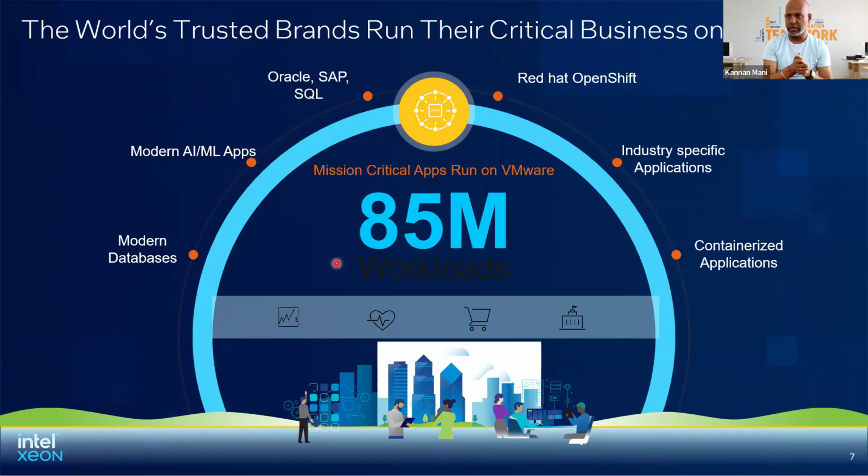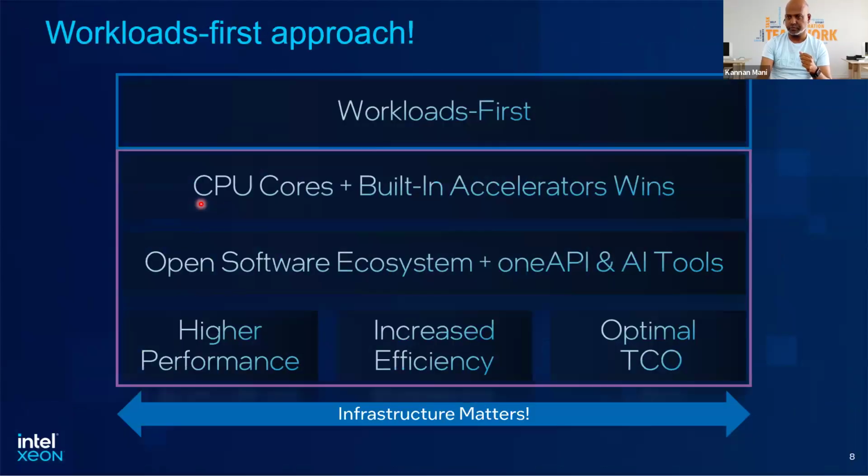So like you see, modern databases, classic ML ops or modern ML ops, ML apps, Oracle, SQL, SAP HANA kind of databases. Red Hat OpenShift, the container platform: the majority of OpenShift customers put their platform on top of VMware, the VCF platform, right? And then industry-specific applications and container applications. There are about 85 million workloads that run on VMware. I just want to set that it is critical for you all to understand that all these critical applications run on this combined platform.